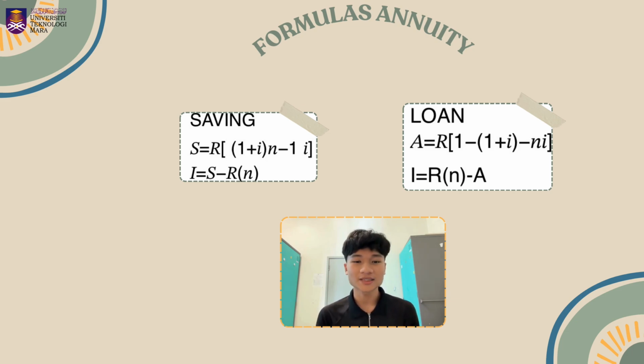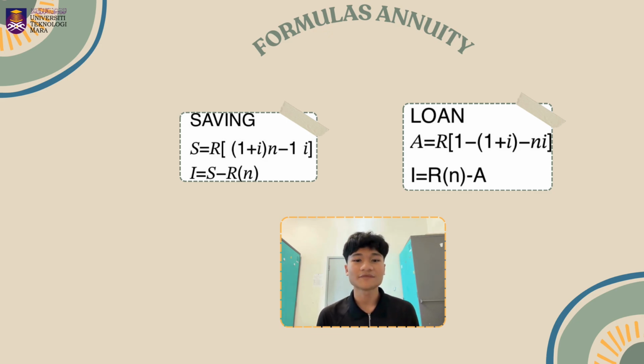First, the formula for saving is S equal to R, open bracket, in bracket, 1 plus i, the power of n, minus 1, divided by i. To find the amount of interest for the saving is I equal to S minus R times n.